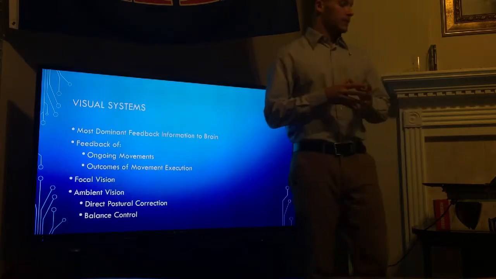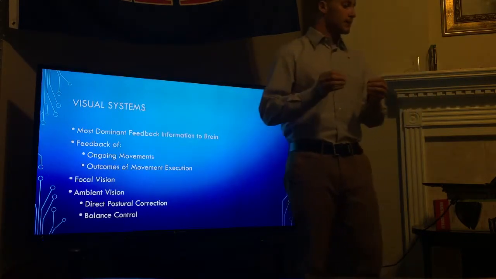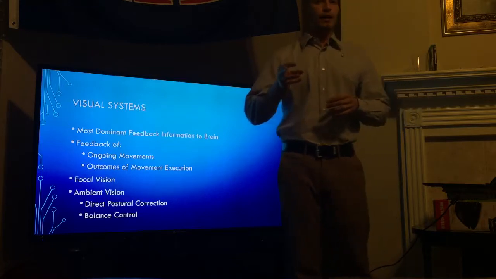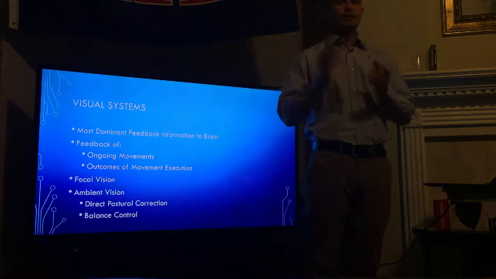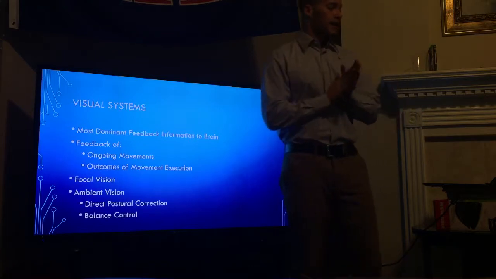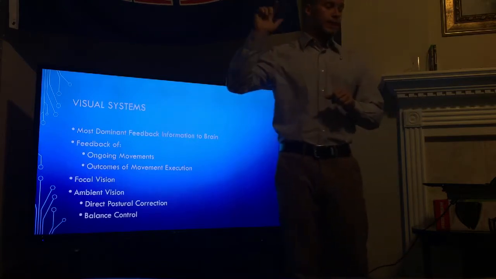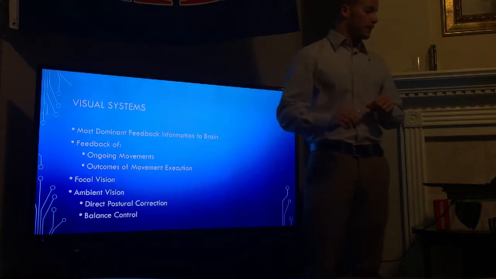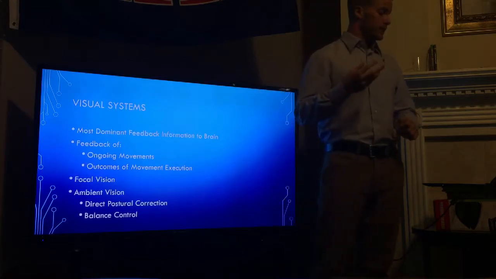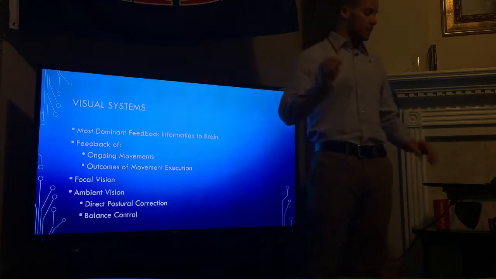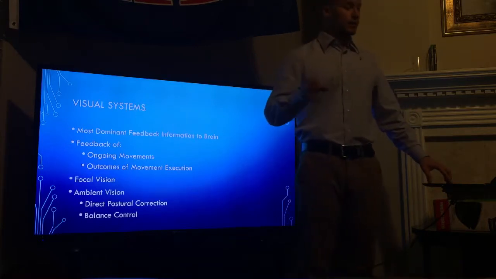Now, for the visual systems, this is the most dominant feedback information to the brain. It is the most important in seeking out environmental constraints, and it has feedback of ongoing movements and of movement execution. Focal vision and ambient vision are very, very important within these visual systems, while ambient vision directs postural correction and balance control.